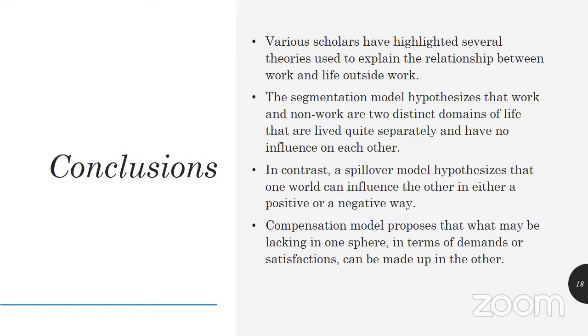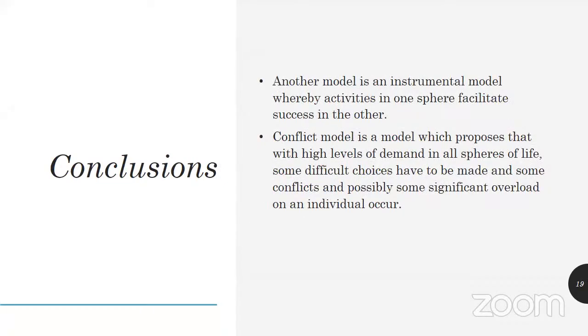Conclusion. Various scholars have highlighted several theories used to explain the relationship between work and life outside work. The segmentation model hypothesizes that work and non-work are two distinct domains. In contrast, the spillover model hypothesizes that one world can influence the other in either a positive or a negative way. The compensation model proposes that what may be lacking in one sphere in terms of demands or satisfaction can be made up in the other.